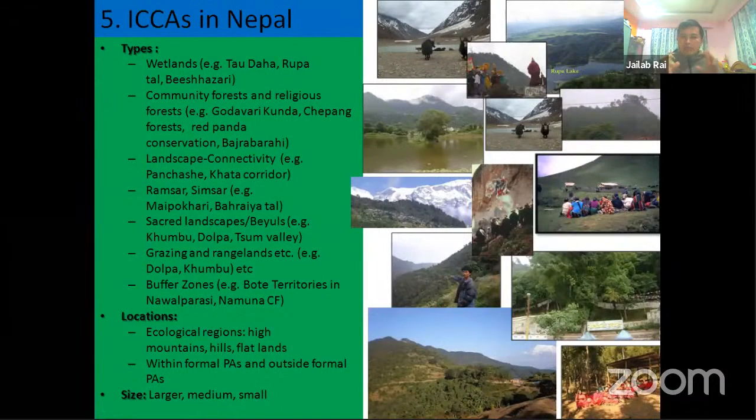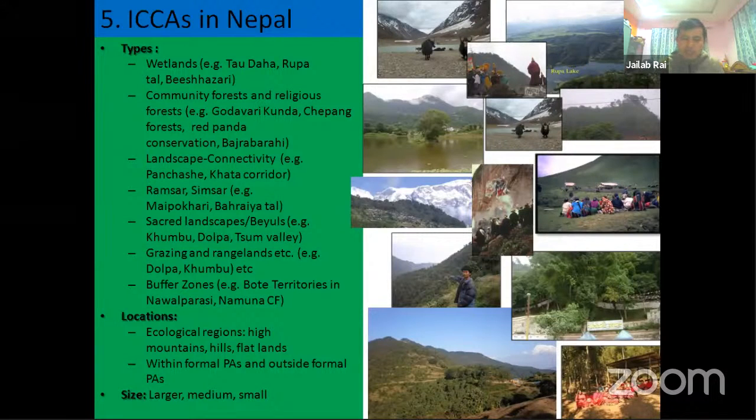So these features of the ICCs, the diversities in ecology, culture, and species, give different forms of ICC in Nepal. For example, many areas are managed as wetlands, many as community forests, many as religious forests, and many as landscape connectivities, Ramsar sites, sacred landscapes, grazing lands, rangelands, and buffer zones. So these are the different types of ICCs that may exist in Nepal.